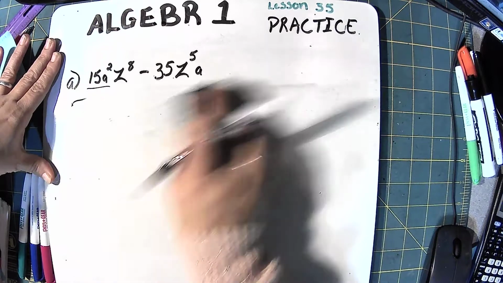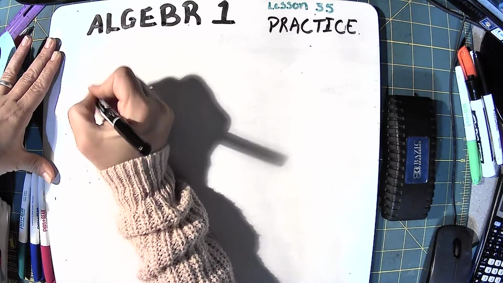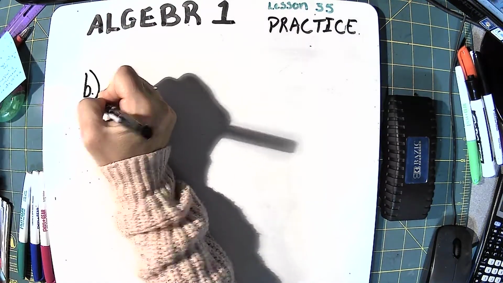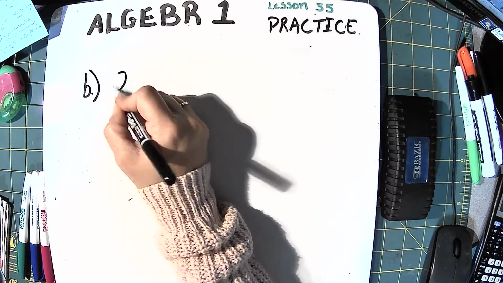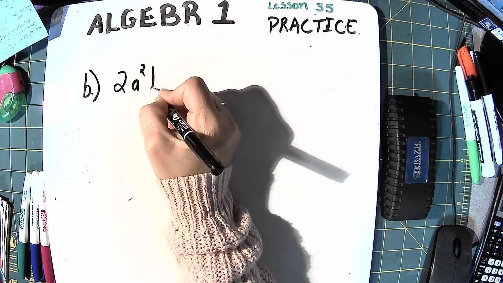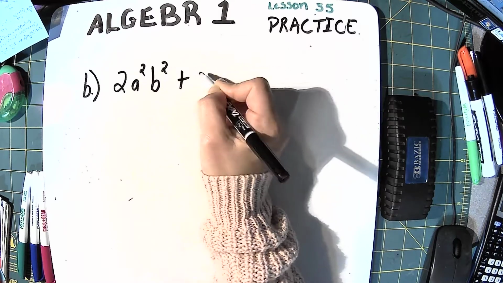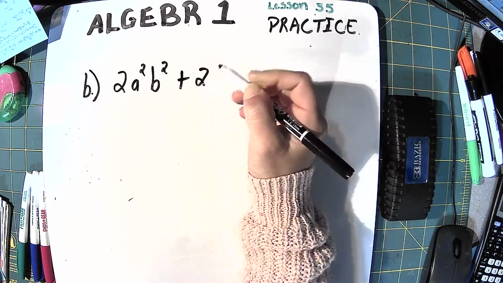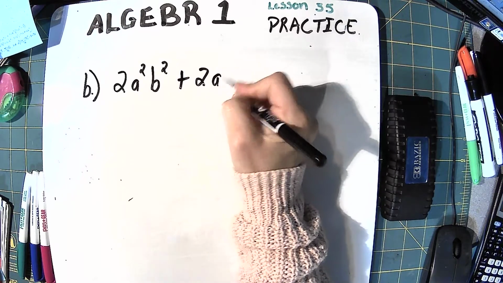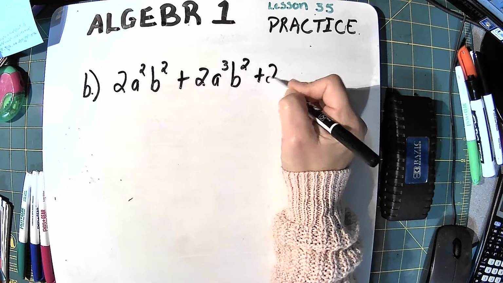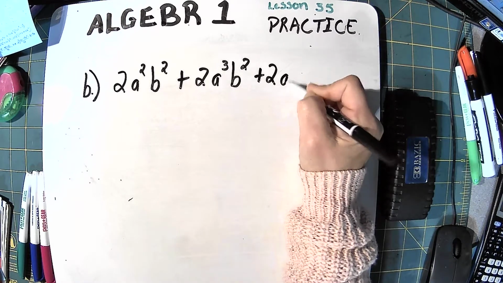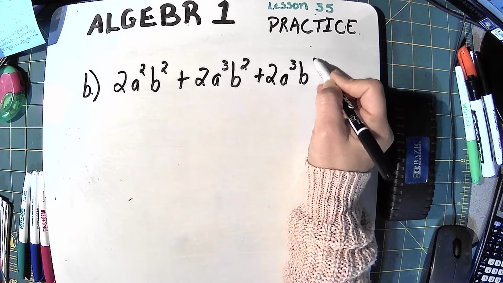Alright, I'll do B. B is 2a squared b squared plus 2a to the 3rd b squared plus 2a to the 3rd b to the 6th.